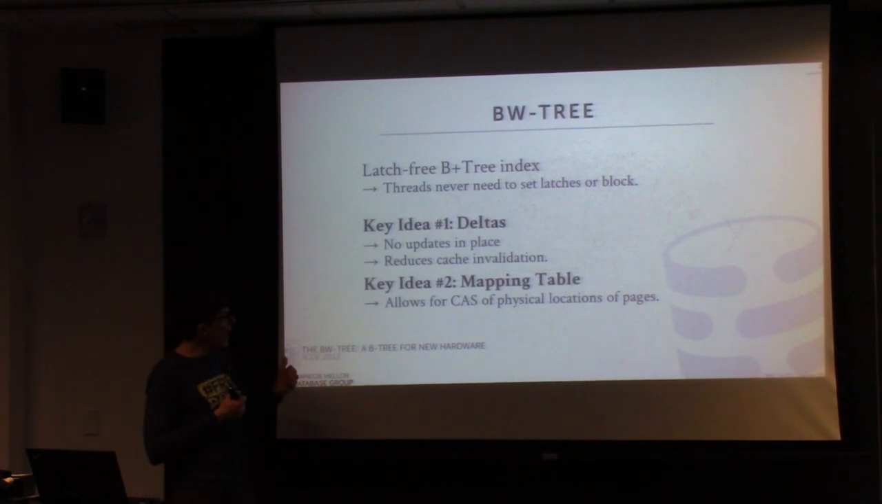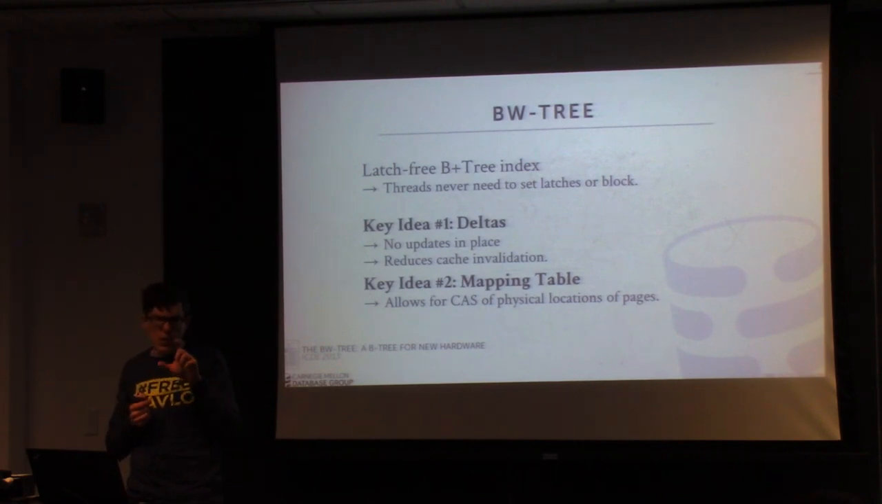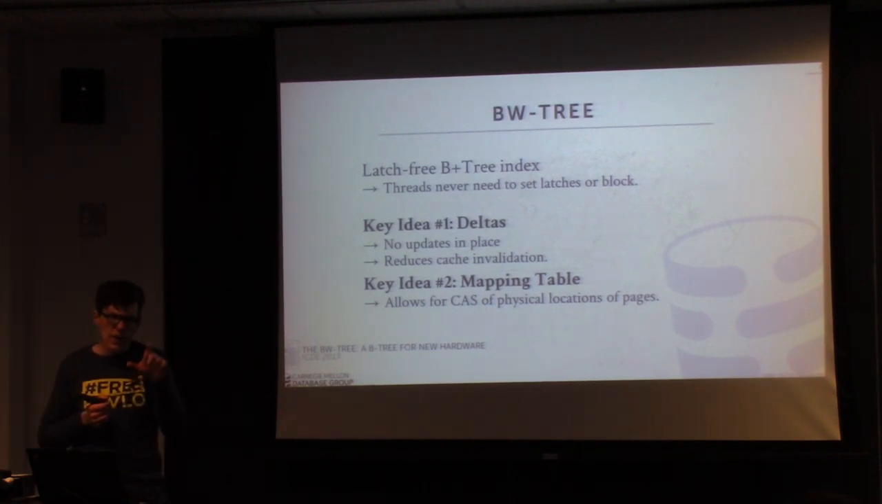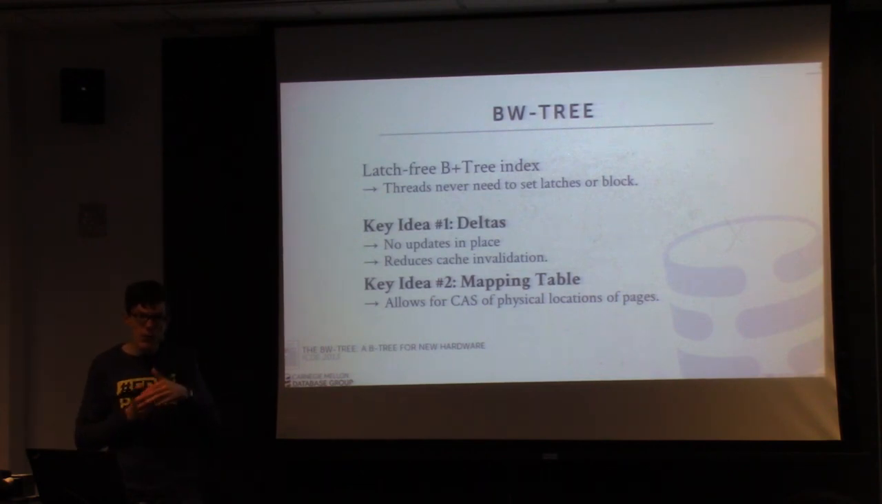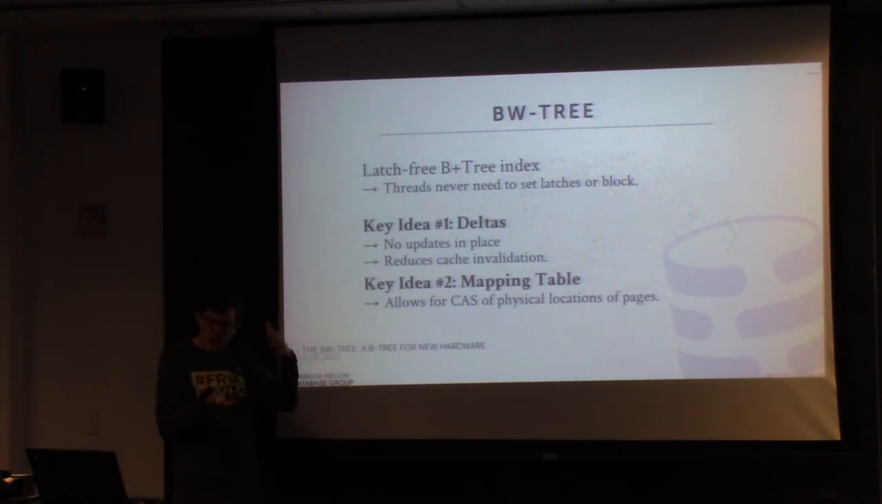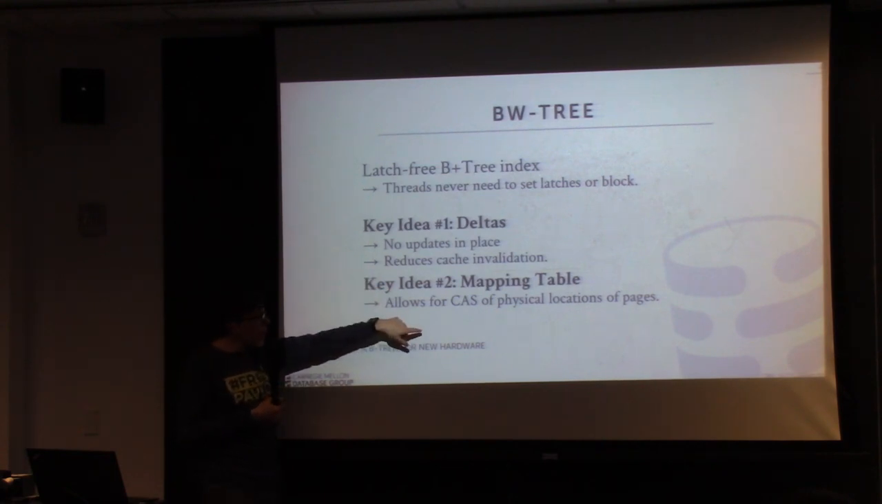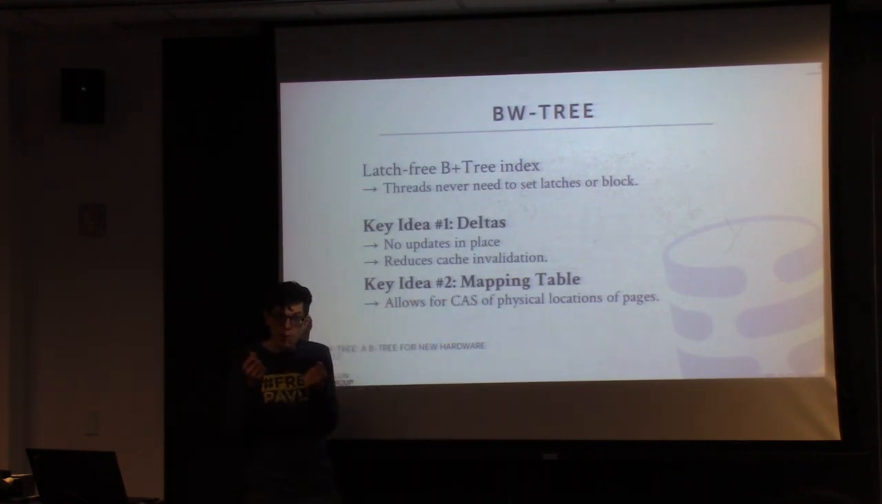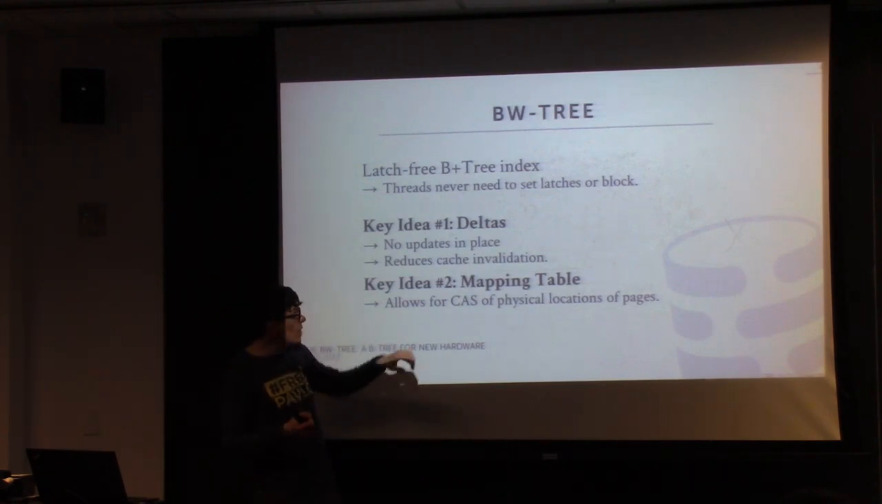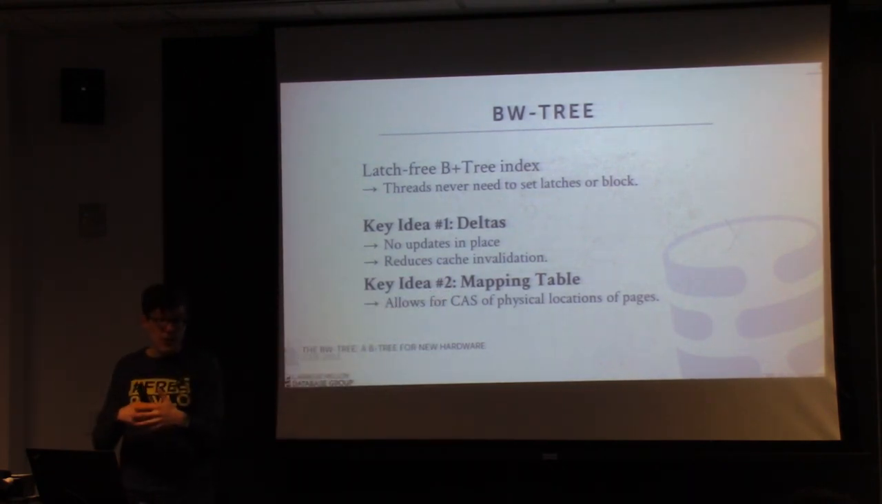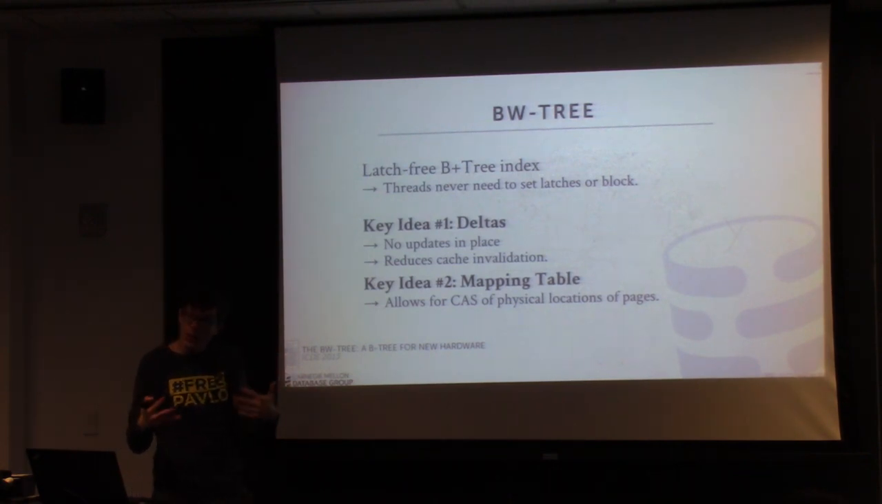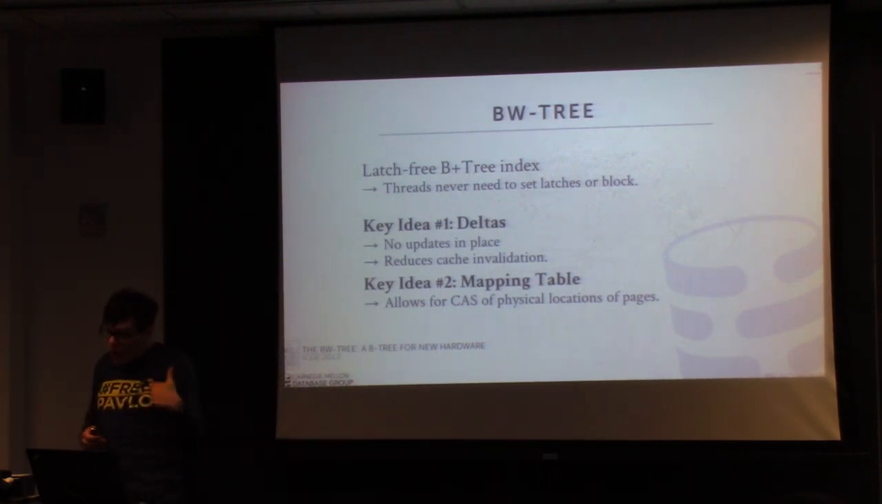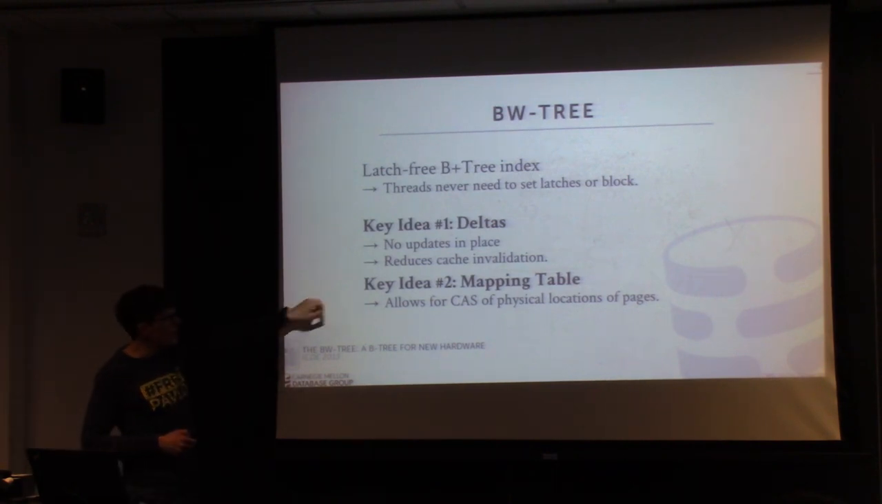The other key thing is that we're going to have a mapping table that provides indirection between logical pointers inside the index and physical pointers in memory. Because we have this indirection information stored in the mapping table, we can do a compare and swap inside of the mapping table that will update all the pointers throughout the entire index without having to update them one by one or set a latch for them. So we can update one location in the mapping table, and that will get propagated to every node inside the index that may be using that pointer. I'll go through each of these one by one, but the mapping table is a key idea.